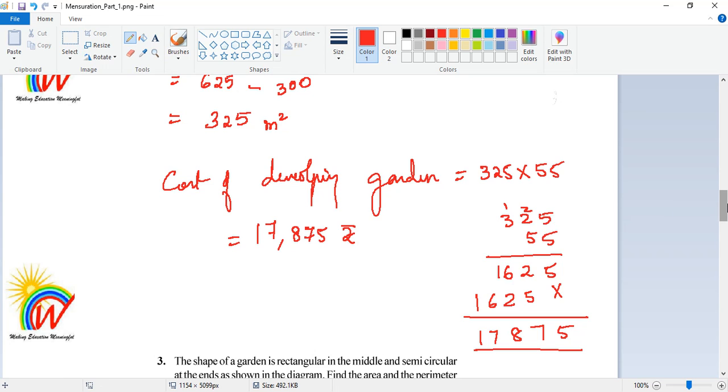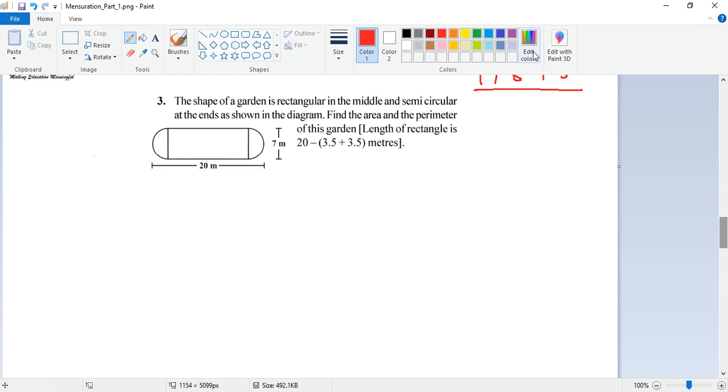Okay, so now let's move on to the next question. Here the shape of a garden is rectangular in the middle and semicircle at the ends as shown in the diagram. So there's a rectangle in the middle and then there are semicircles, like the figure is given to you. Find the area and the perimeter of this garden.